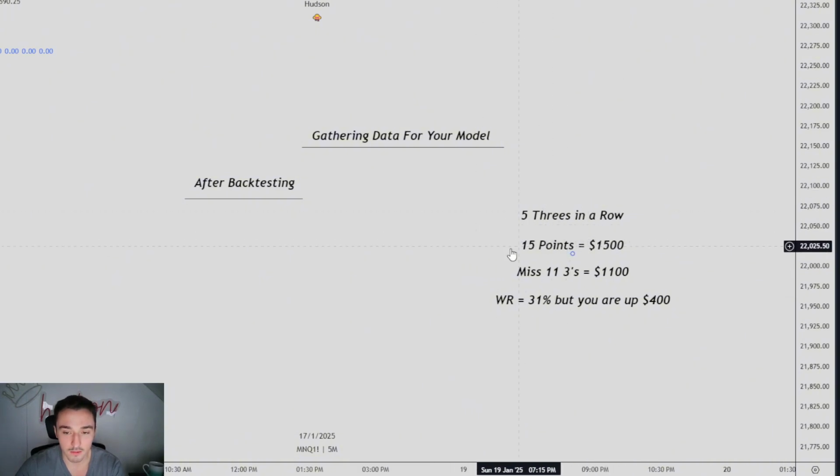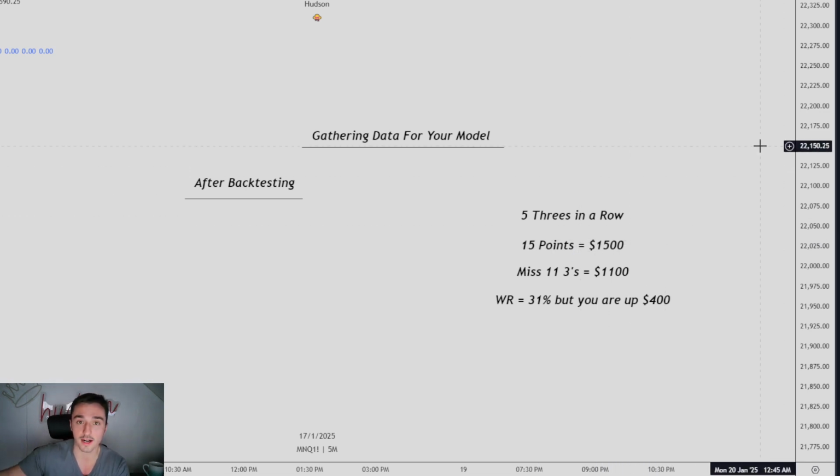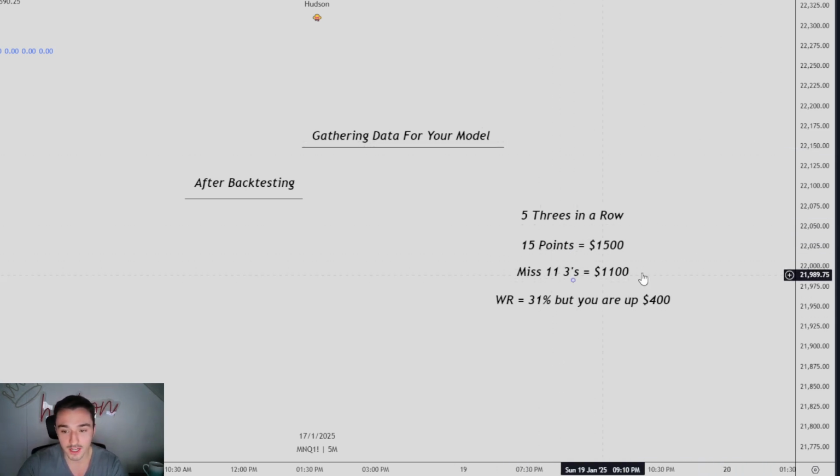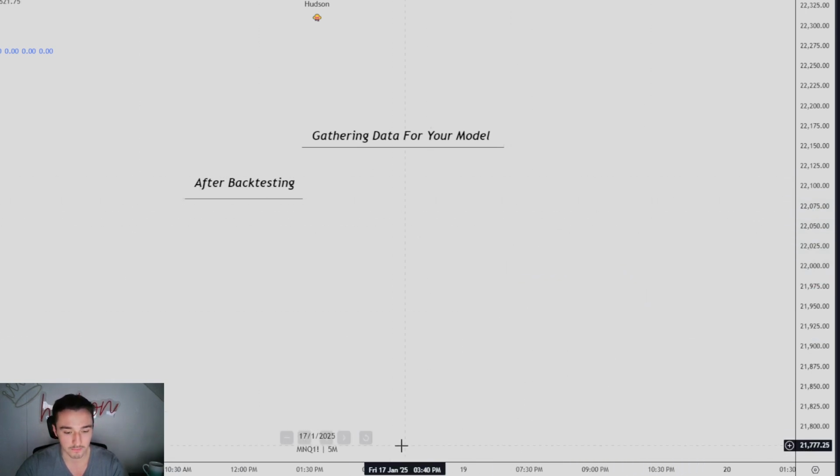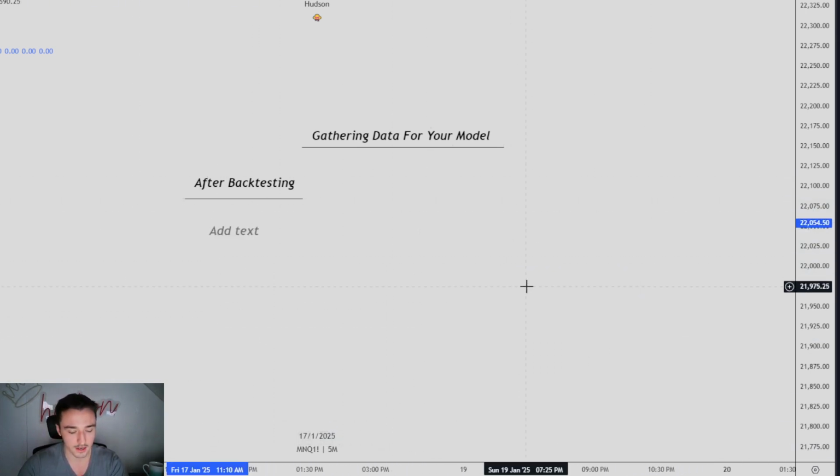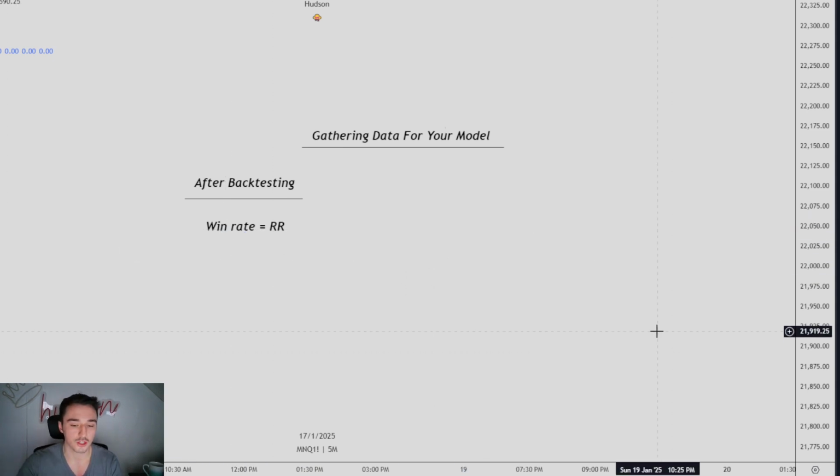You have how many threes? You have 16 threes. You make 5 of them, that's 15 points. You miss 11 of them, that's only minus 1, right? Because threes, so technically we're hitting 3 Rs. Okay, so every 3 that you shoot is a 3 R. So 1,500 minus 1,100, you're up $400 with a win rate of 31%. That's how you have to think in terms of trading, right? Win rate equals RR, right? So every trade that you take, you have to be journaling.